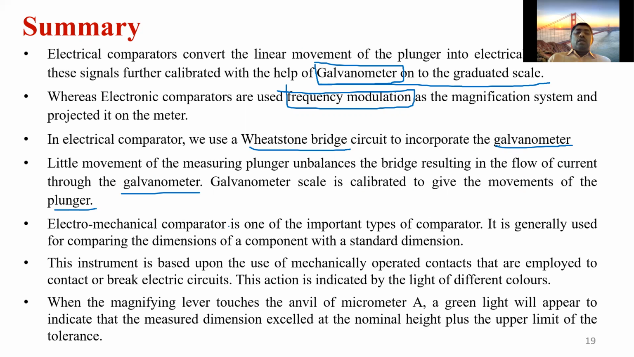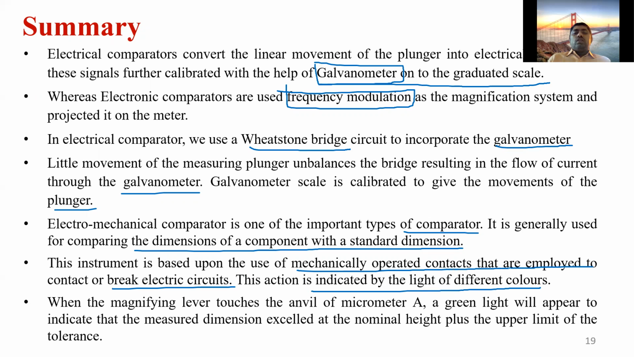The electromechanical comparator is a type of comparator. It is generally used for comparing the dimensions of a component with the standard dimension. This instrument is based upon the use of mechanically operated contacts that are employed to make or break electric circuits. This action is indicated by two light colors, one is red and the other is green.